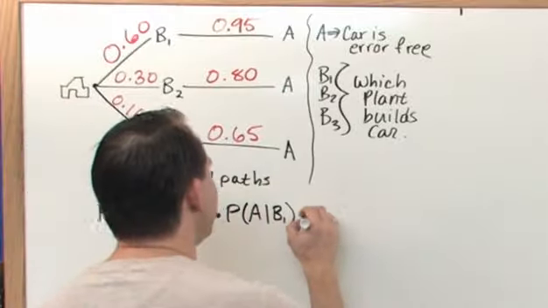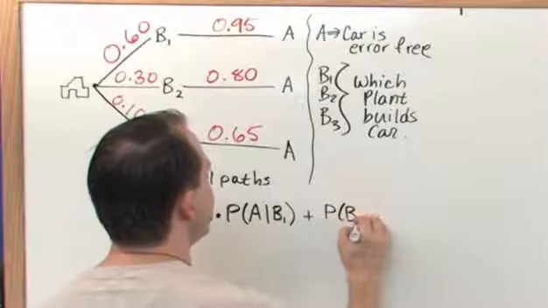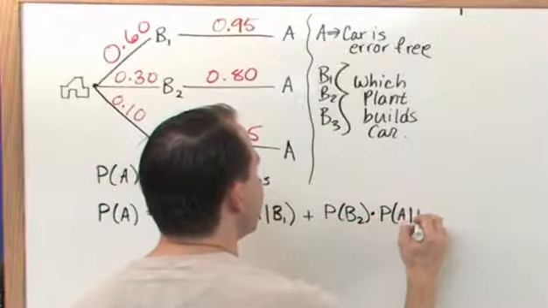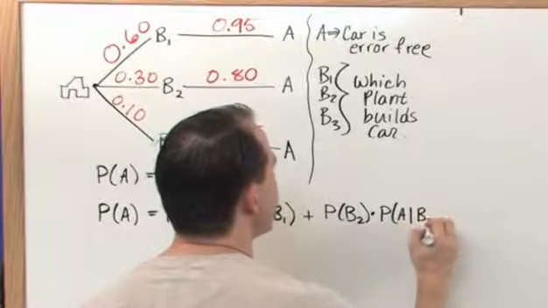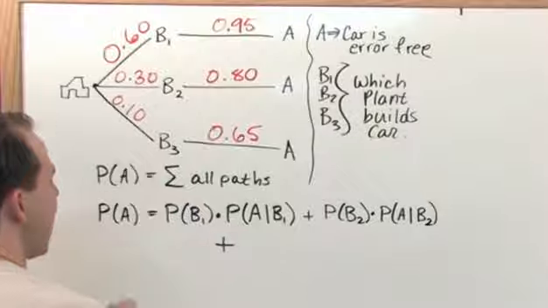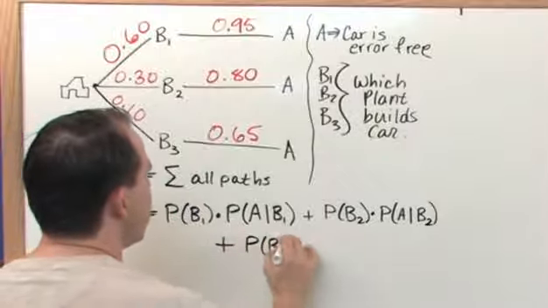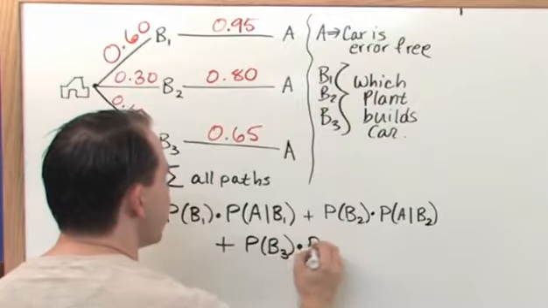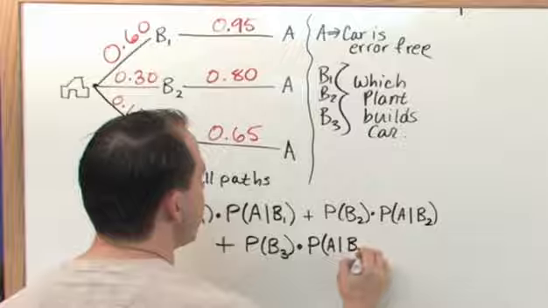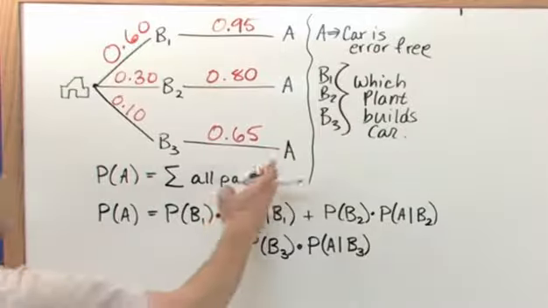And then we're going to add to that the probability that the car was built by B2 times the probability that the car was defect-free given that it was built by B2. Then I'm going to continue and add the probability that the car was built by B3, multiplied by the probability the car is defect-free given that it was built by B3. So this is actually the probability of event A.